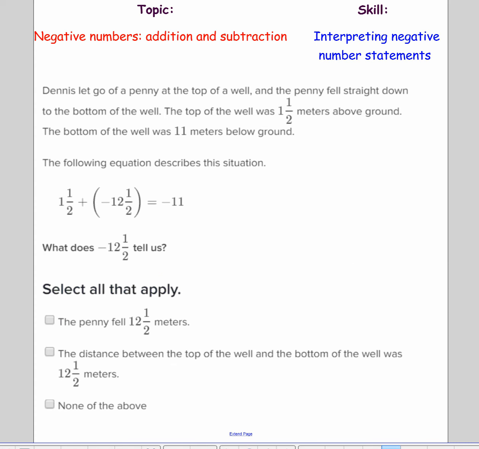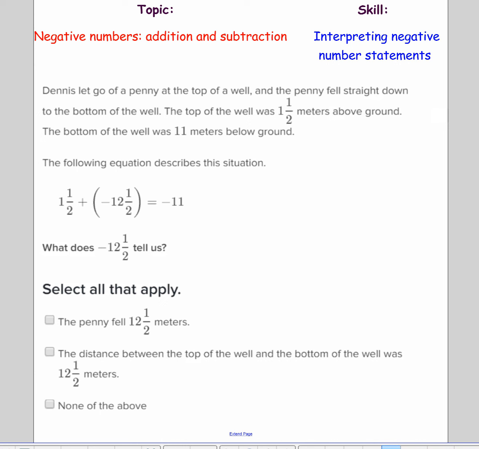All right, and there's one more, I believe. Here we go. Dennis let go of a penny at the top of a well, and the penny fell straight down to the bottom of the well. The top of the well was 1.5 meters above ground. The bottom of the well was 11 meters below ground. The following equation describes the situation. So, 1.5 plus negative 12.5 equals negative 11. What does the negative 12.5 tell us?